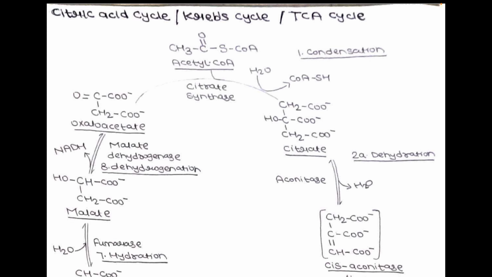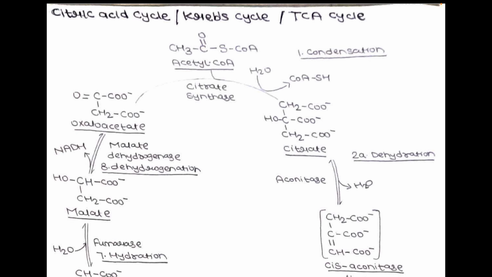Now let's quickly recap. 8 steps starting from acetyl coenzyme A. Step 1. Condensation. Acetyl coenzyme A plus oxaloacetate gives citrate by citrate synthase. Step 2. Isomerization. Citrate to isocitrate via cis-aconitate, done by aconitase. Step 3. Oxidative decarboxylation from isocitrate to alpha-ketoglutarate by isocitrate dehydrogenase. Step 4. Oxidative decarboxylation from alpha-ketoglutarate to succinyl coenzyme A by alpha-ketoglutarate dehydrogenase.